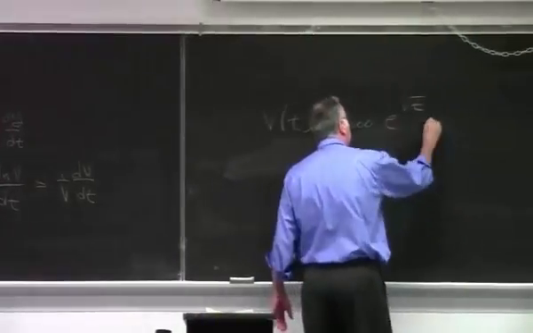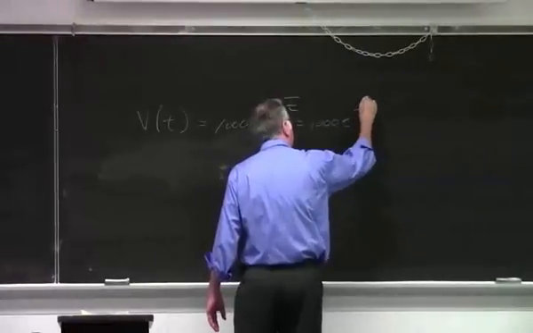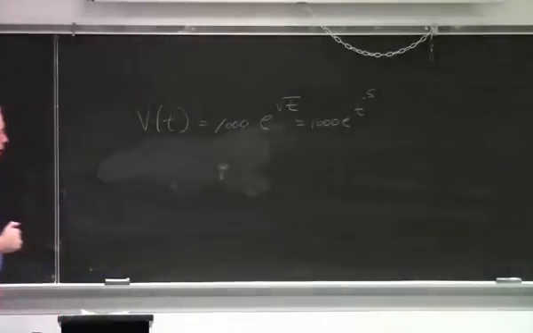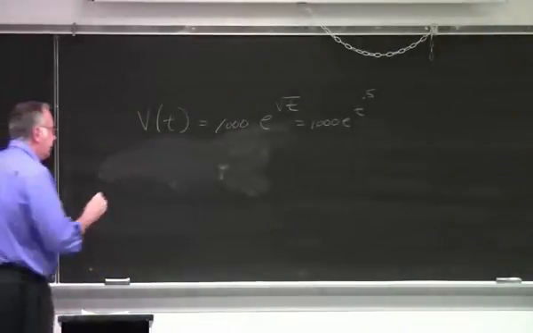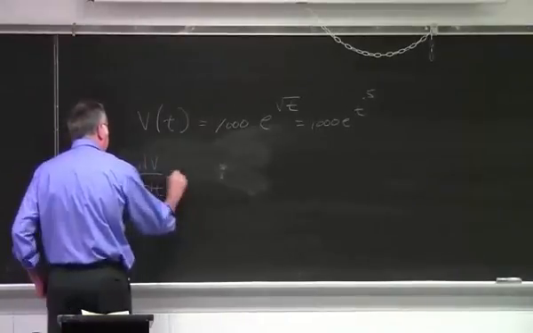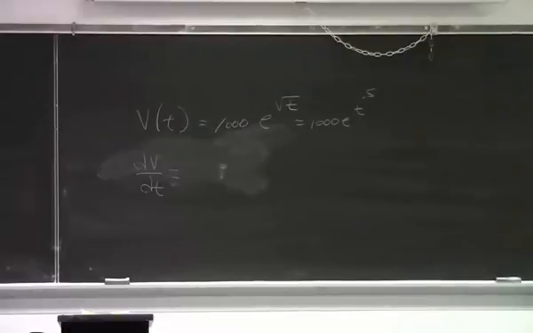Rewriting this as 1,000 times e to the t to the 0.5 power, and we'll make it a little easier to get. And what is dv/dt? Just the derivative, dv/dt. Anybody? Hal, what would dv/dt be?